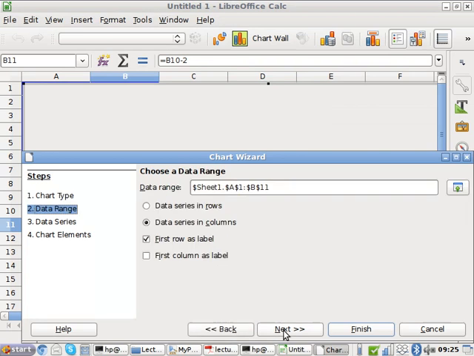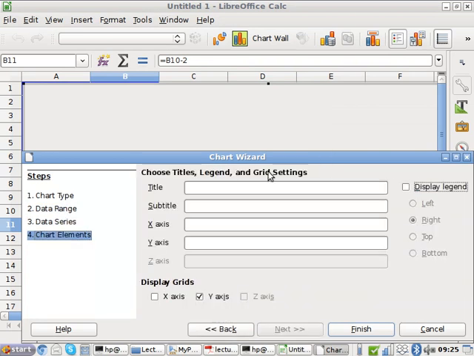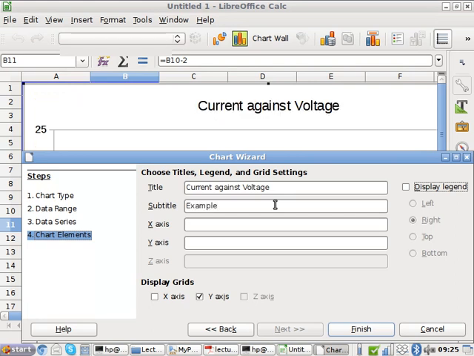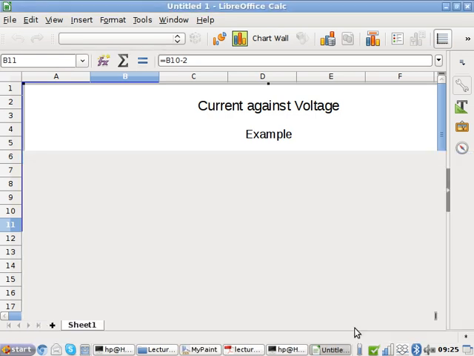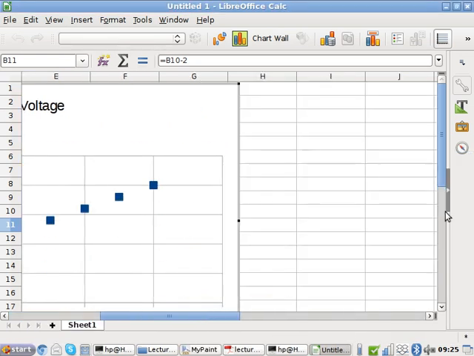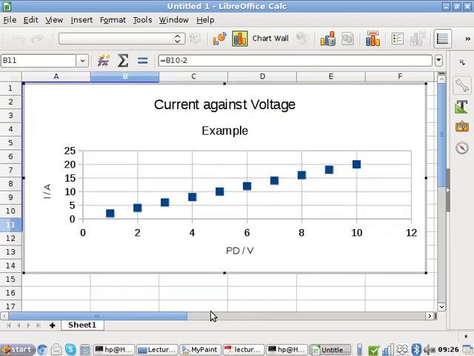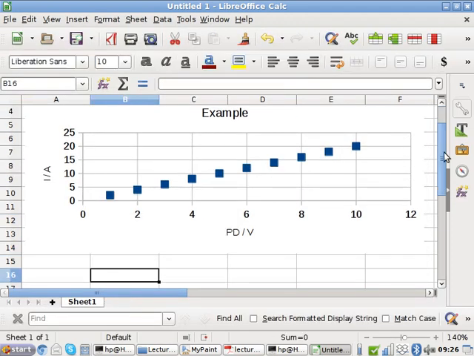Okay. Let's see. So the title is current against, or versus, voltage. And this is an example. The x-axis is potential difference in volts. I use the slash to represent the unit. The y-axis is current in amps. And you all should have a graph that looks like this. So it looks like a straight line. Okay, and that's important.